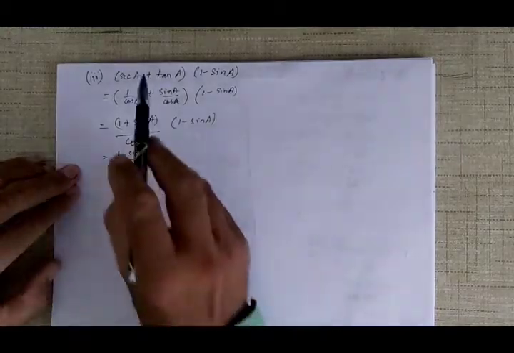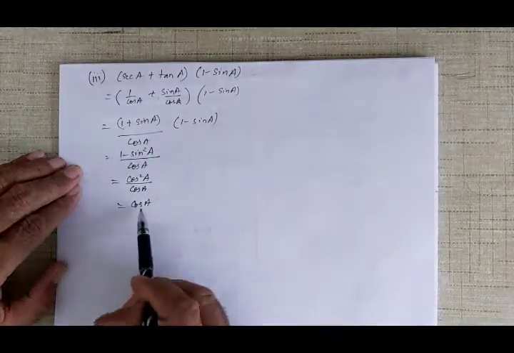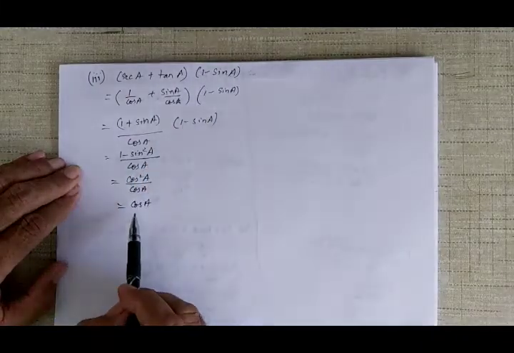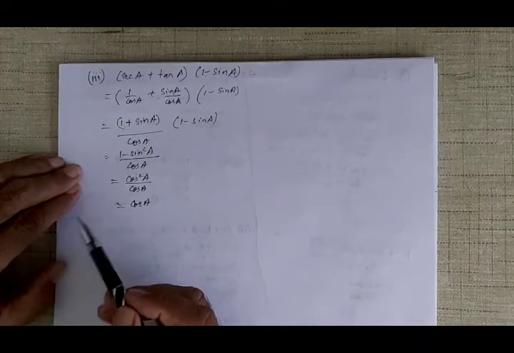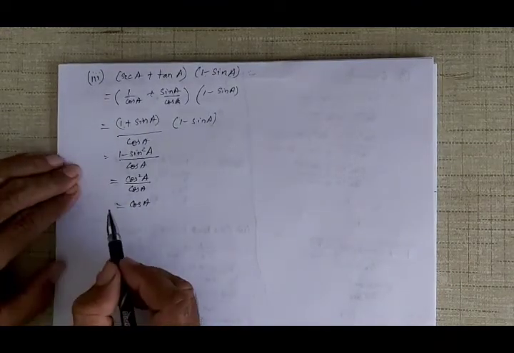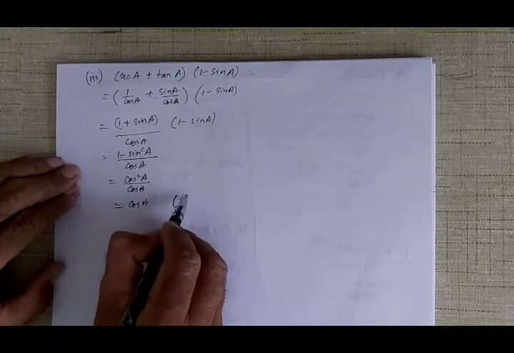So the question could have been: prove that (sec a plus tan a) into (1 minus sine a) is equal to cos a. Then we start with the left hand side and show it is equal to the right hand side. It's the same type of question, but it can be done in different ways. Okay. Now let us see what was the third choice. You can see cos a is D. So this is your option number D.